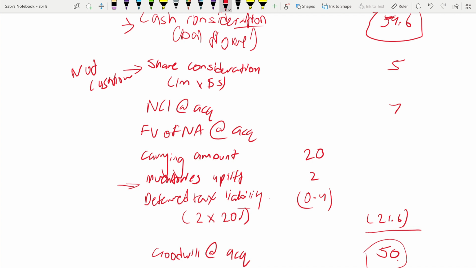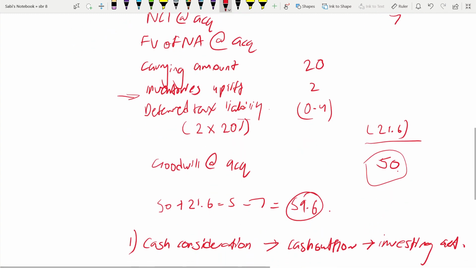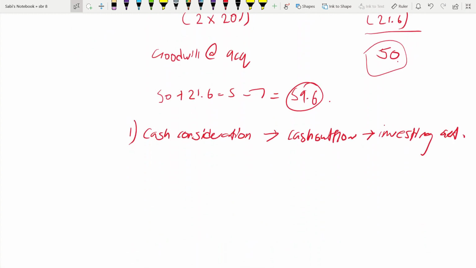And then what would be the net cash outflow? We said that the cash consideration will be shown net of cash equivalent. So in the investing activity, there will be a net cash outflow of 59.6 minus 1 million of cash equivalent, which will be 58.6 outflow in the investing activity. This will be the impact. That's it. That's it. How long does it take to write this much?